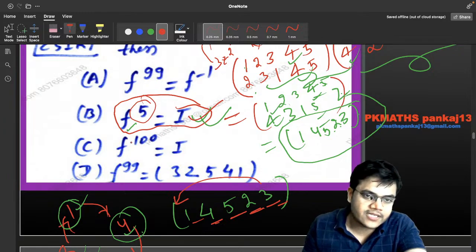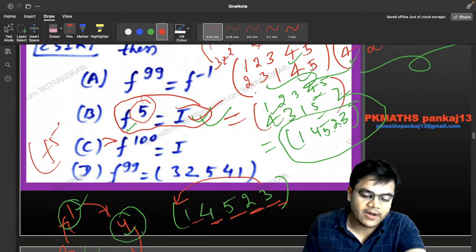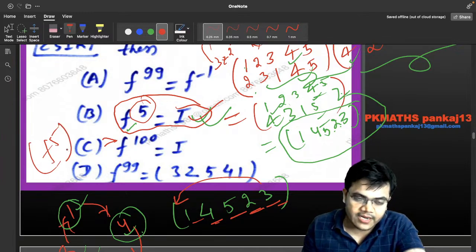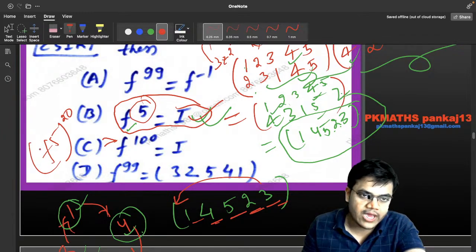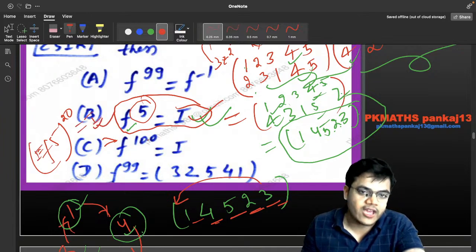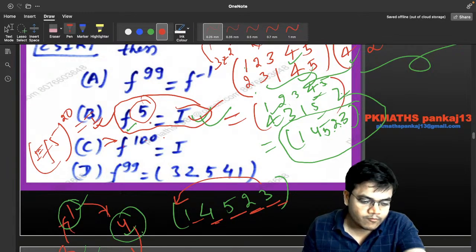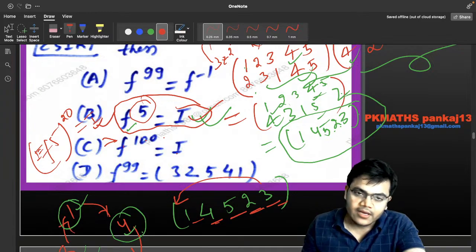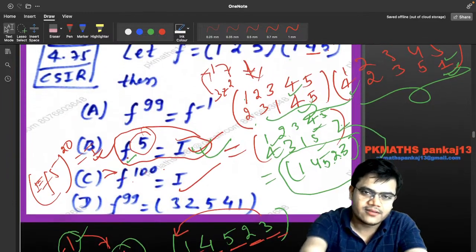So if F5 is I, then this F100 can be written as how? F5 to the power what? Certainly we can write F5 to the power 20. F5 is I, so I to the power 20 is once again I. So F100 will be every multiple of 5. F to the power every multiple of 5, take it. So F100 will be I. Yes, you should check that once.